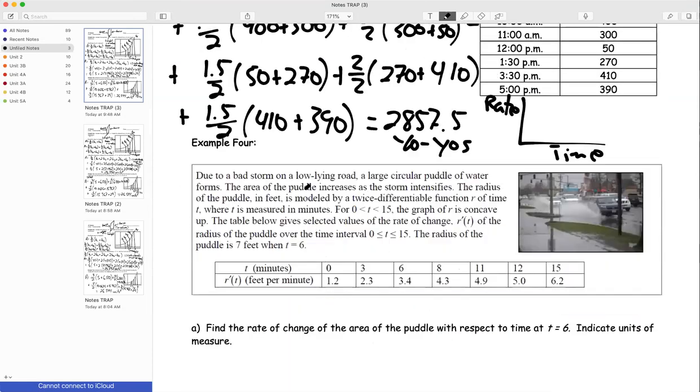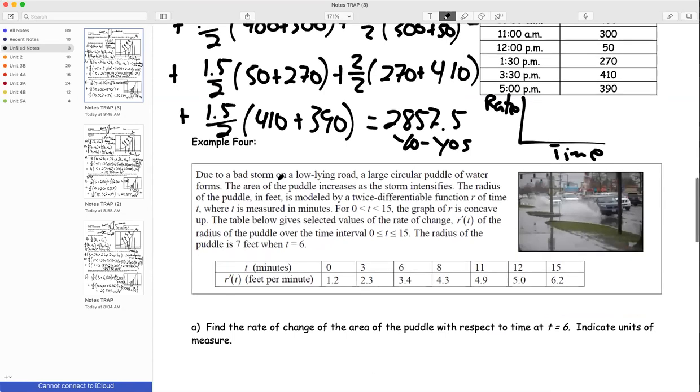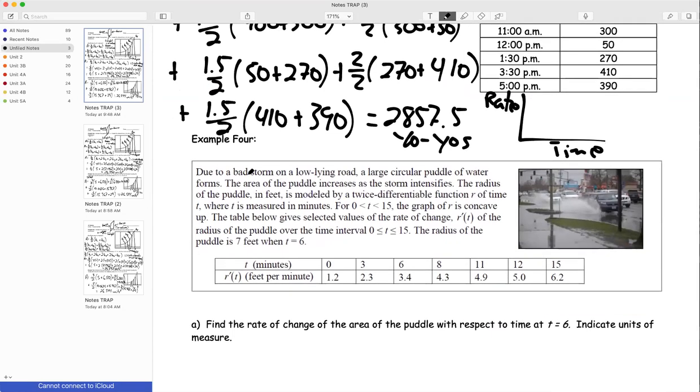Let's bring this home. Due to a bad storm on a low-lying road, a large circular puddle of water forms. The area of the puddle increases as the storm intensifies. The radius of the puddle in feet is modeled by a twice differentiable function r of time t, where t is measured in minutes. For t between 0 and 15, the graph of r is concave up. The table gives selected values of the rate of change, r prime of t, of the radius of the puddle over the time interval from t between 0 and 15. The radius of the puddle is 7 feet when t is 6. Part A. Find the rate of change of the area of the puddle with respect to time at t equal to 6. Indicate units of measure.